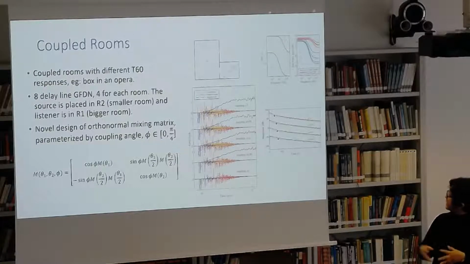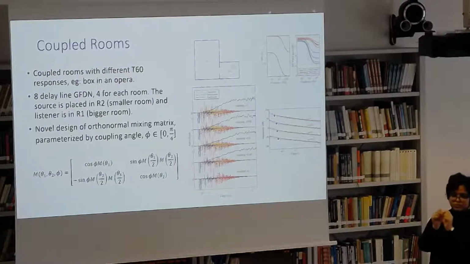And here I show a 2-stage decay plot, where you can see, again, I've increased the coupling from 0 to 1. And the turning point, which is where the two slopes meet, actually shifts towards the left, which means the early decay is shortened as I increase the coupling among the 2 rooms.